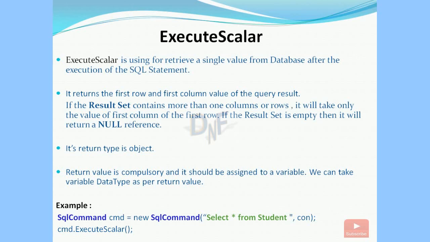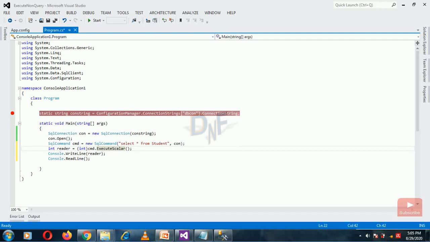So let's see the same thing with a live example. Here we have the same program. I just changed a small thing. I just replaced execute reader with execute scalar, and I store its result into an integer type variable, because we know the first column, first row of the student table is an integer value. It is just an ID, and we just read this object on the console. So I'm just executing this program.